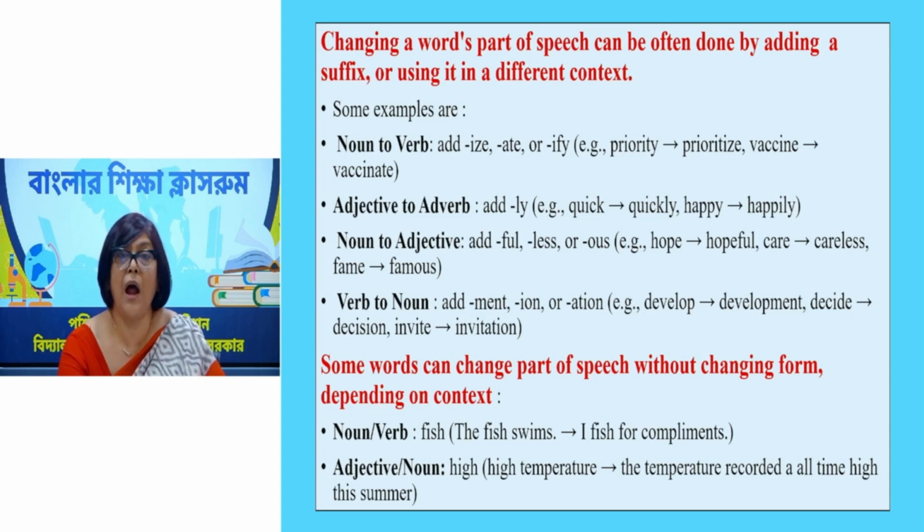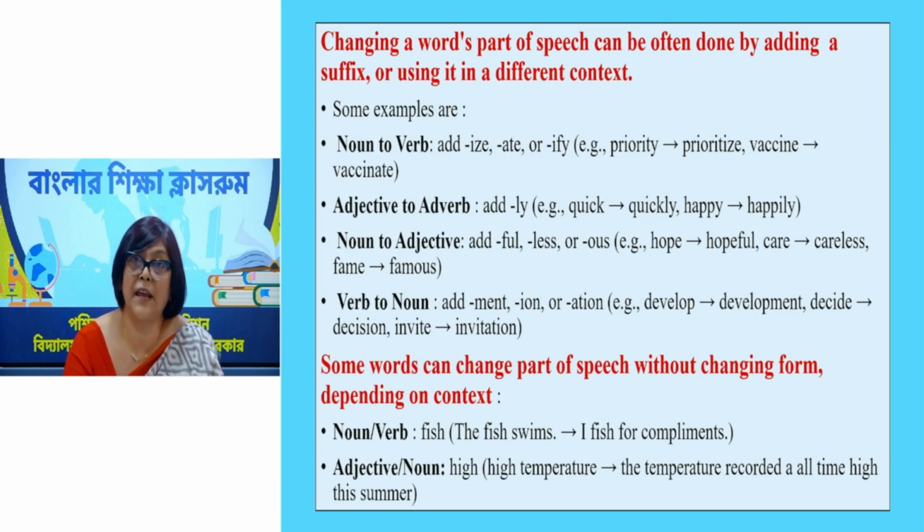So when you are asked to change the form of words, usually you have a sentence given and they ask in the question to rewrite this as a noun. For example, if they tell you to use high as an adjective and use high as a noun, then these are the sentences: high temperature, and the temperature recorded an all-time high.